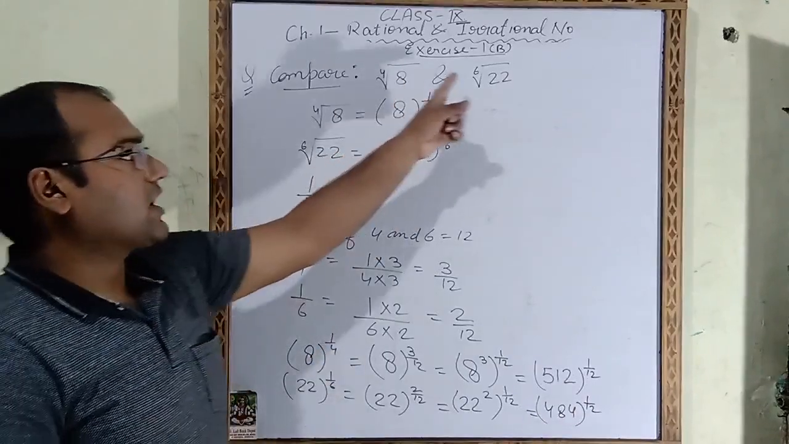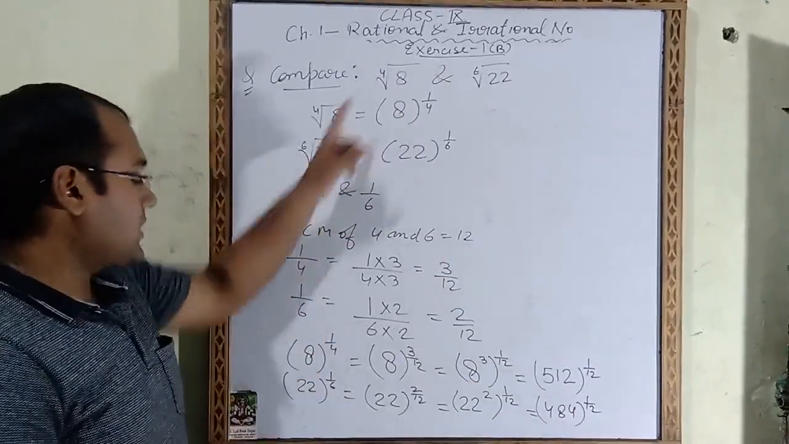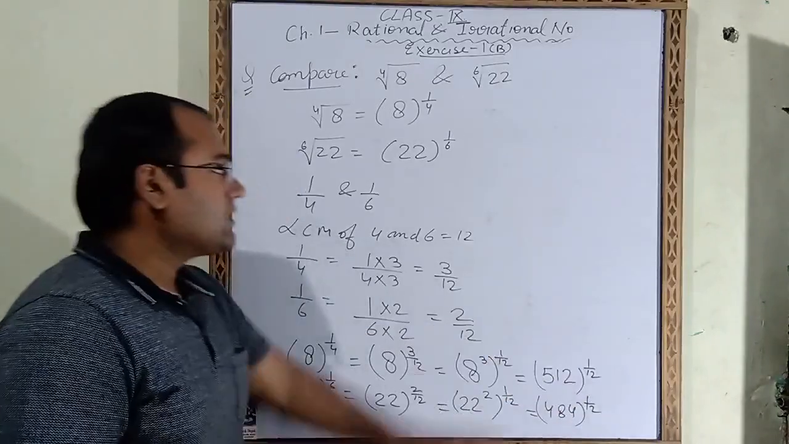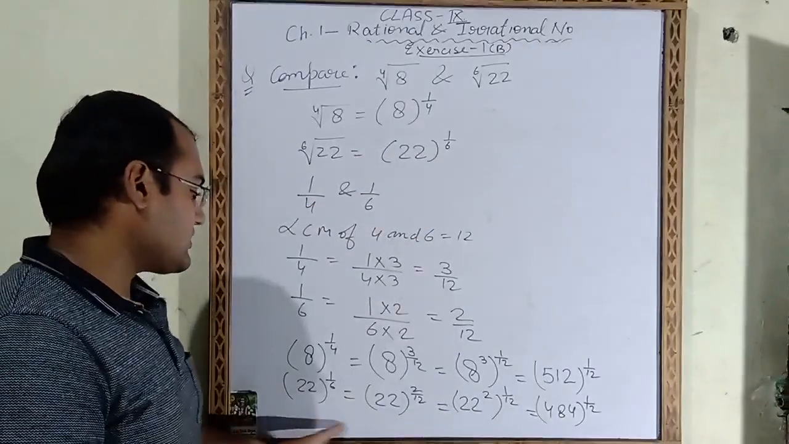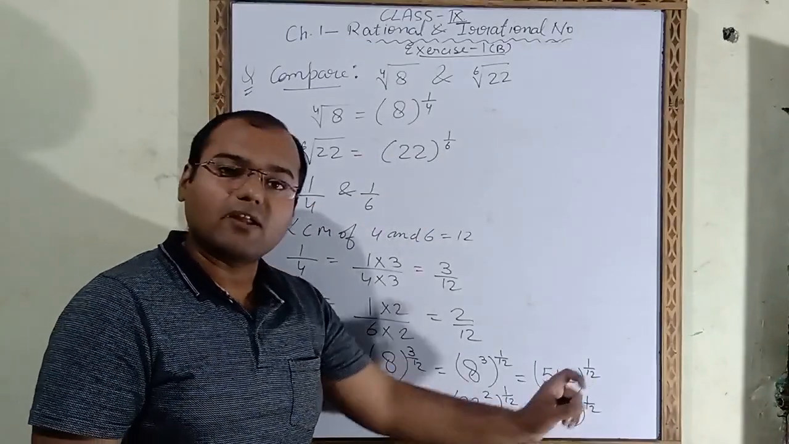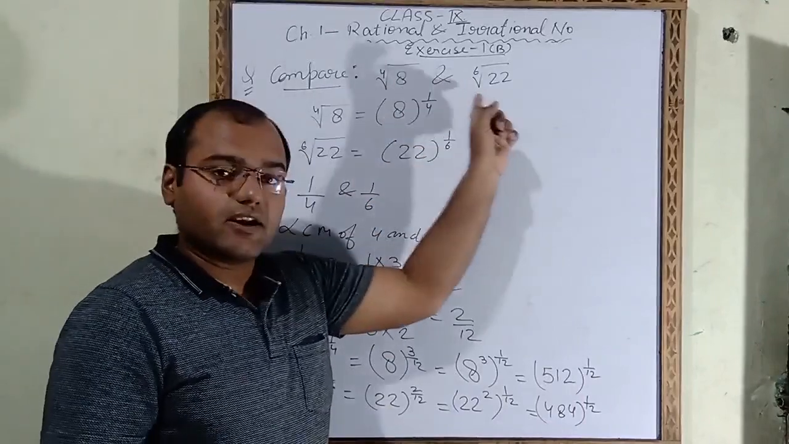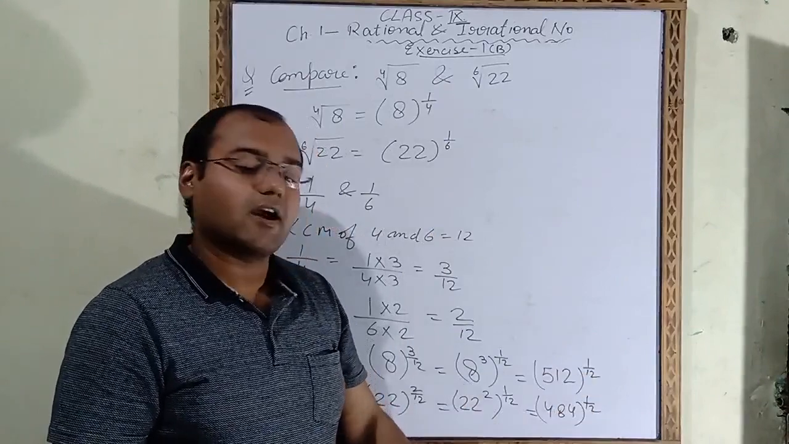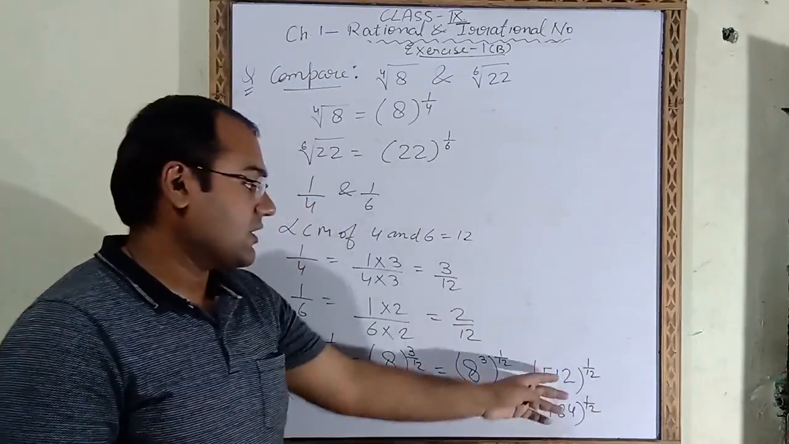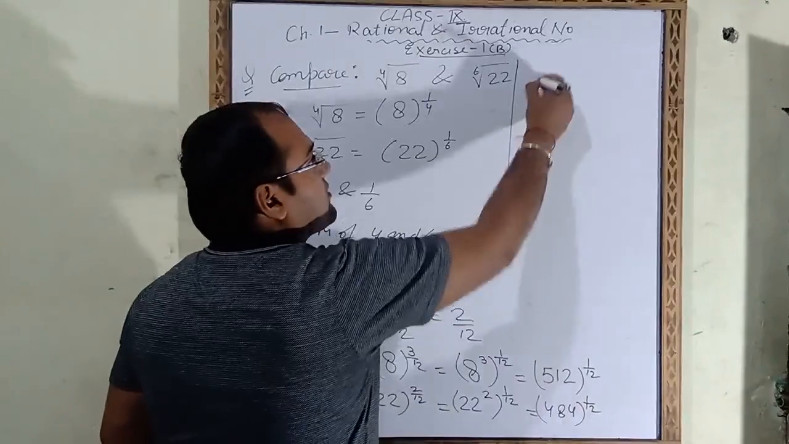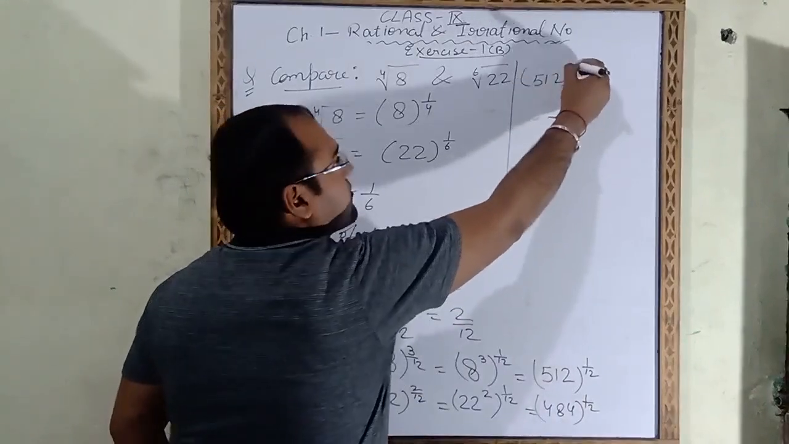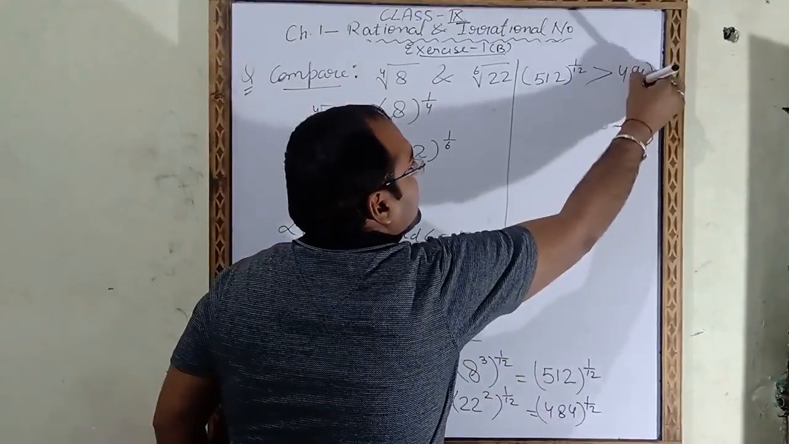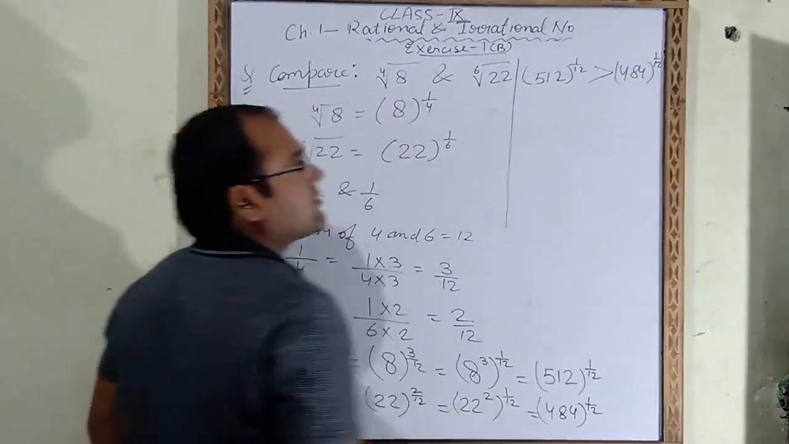So both the numbers we have now solved. The first number, its answer is 512 power 1 upon 12. The second number, on solving, we got 484 power 1 upon 12. Here the roots are different, but we have made the power the same. Now we can easily identify which one is greater among these two. Which one is greater? 512 power 1 upon 12 is greater than 484 power 1 upon 12.